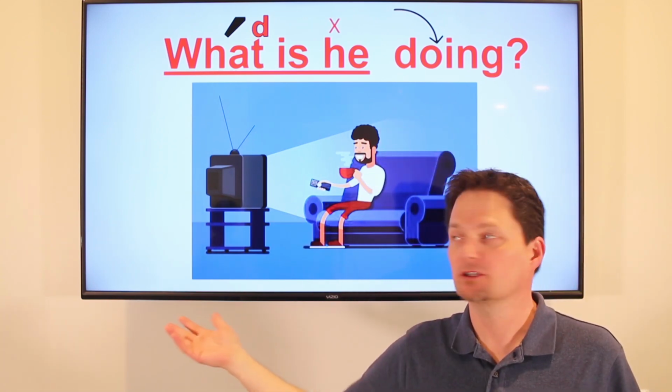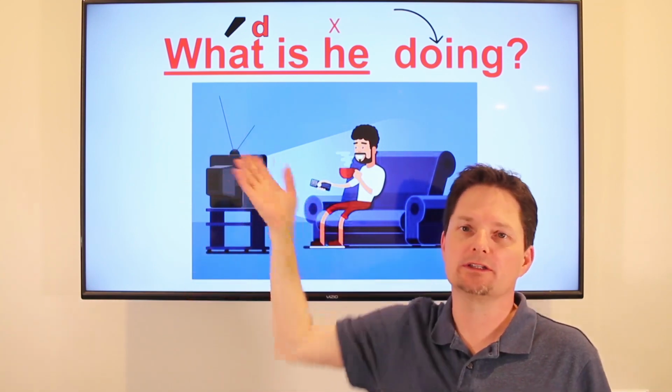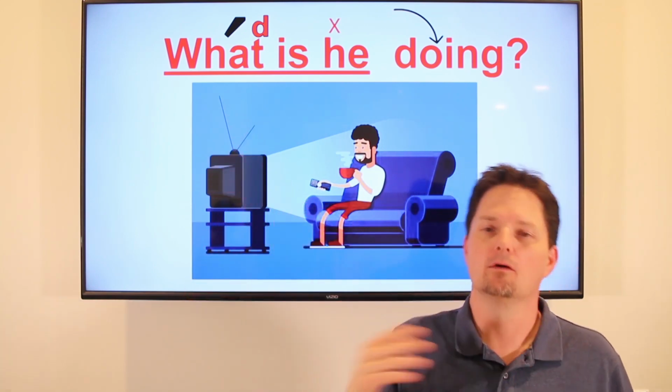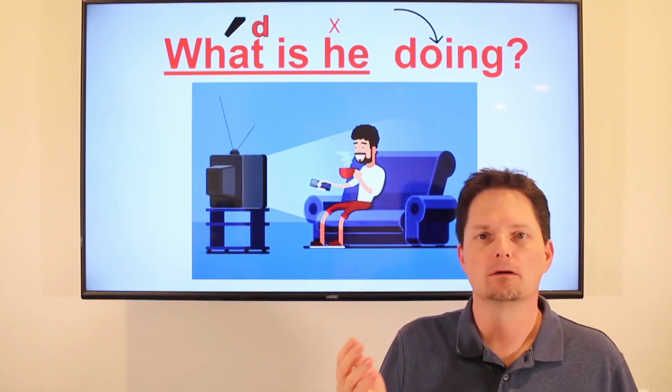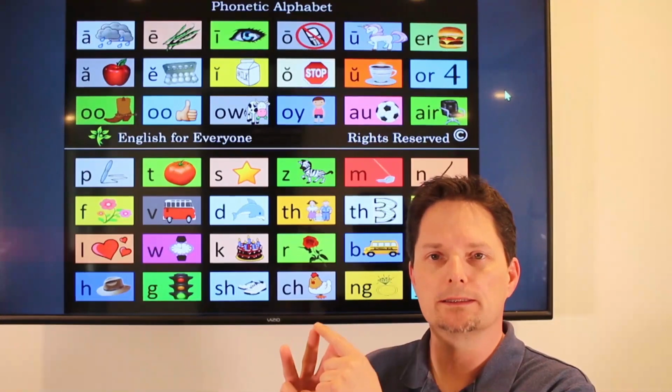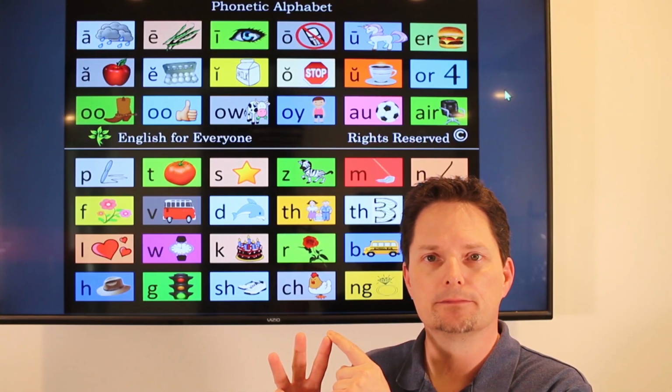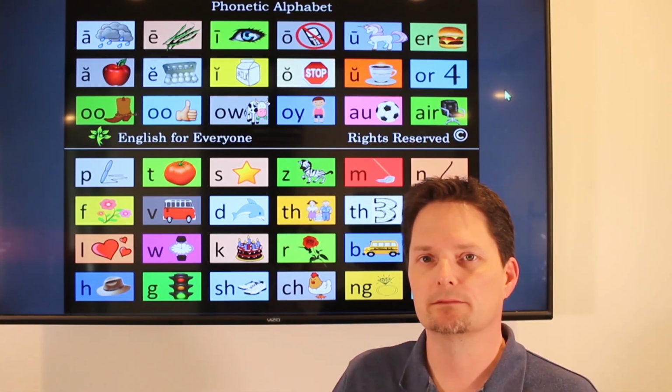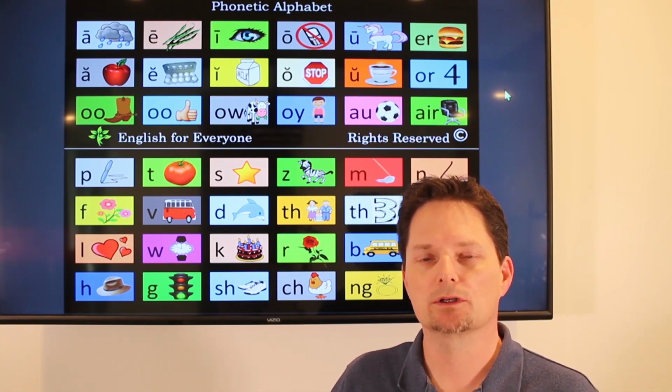This is an information question. You start with a question word, so the intonation goes down at the end. What is he doing? What is he? Pronunciation, what is he? Link the sounds, link the words. What is he?